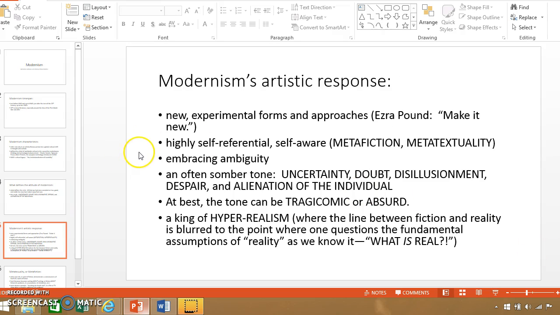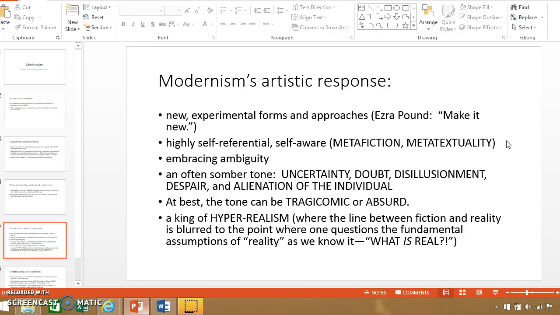Now, modernism's artistic response to all of this: new and experimental forms and approaches. The motto of the highly influential American poet Ezra Pound: make it new. Make it new. Also, highly self-referential and self-aware. The terms applicable here are metafiction and metatextuality.